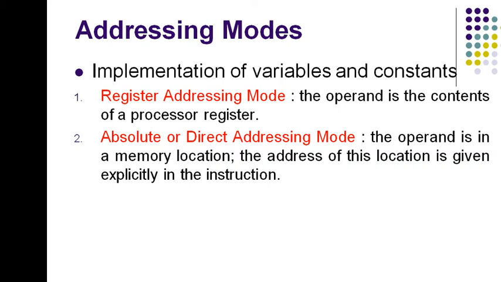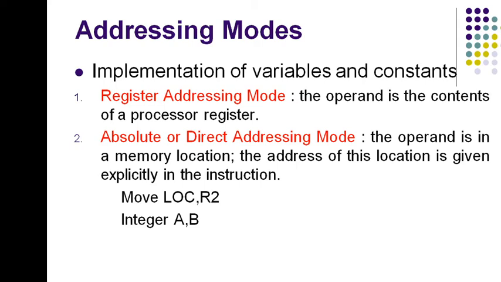Next one is the absolute, or it can also be called the direct mode. In this case the operand is in a memory location, and the address of this memory location will be given explicitly in the instruction. In some assembly level languages it is called direct addressing mode. Means the operand will be stored in the memory location and the address of this memory location will be directly given in the instruction.